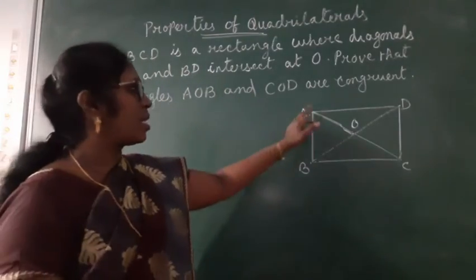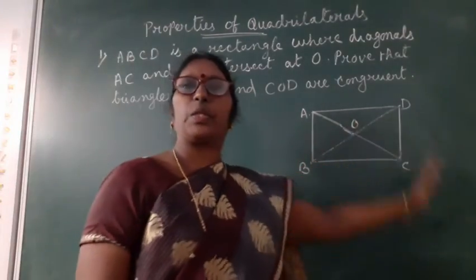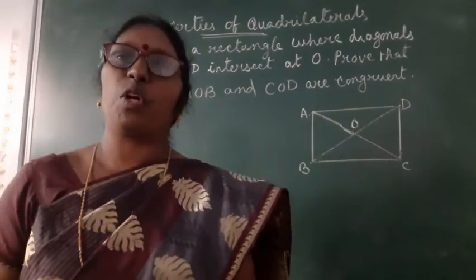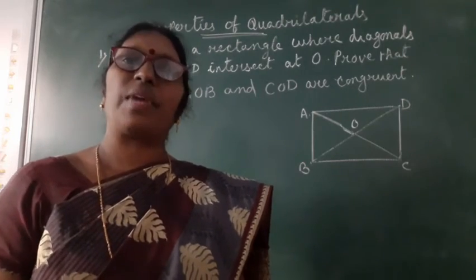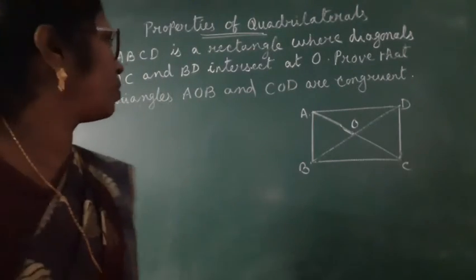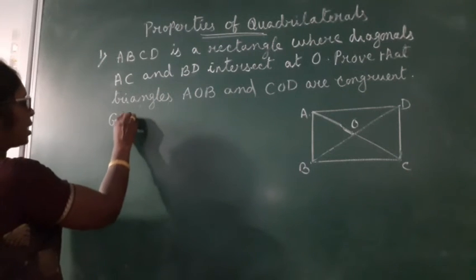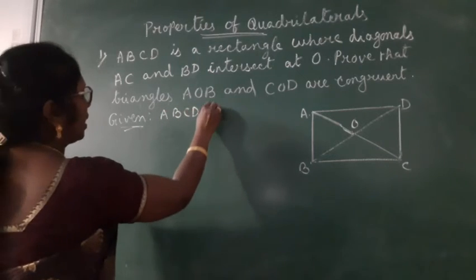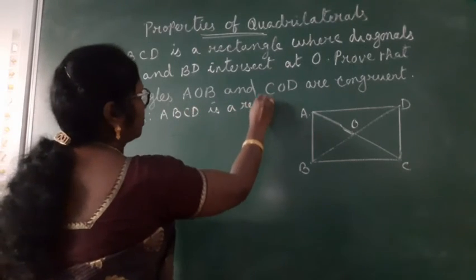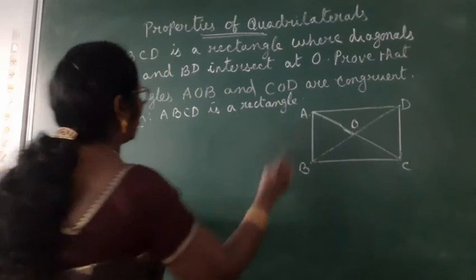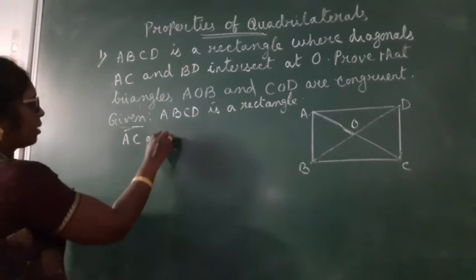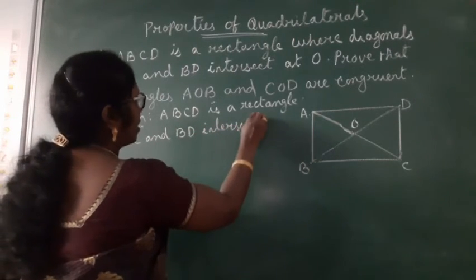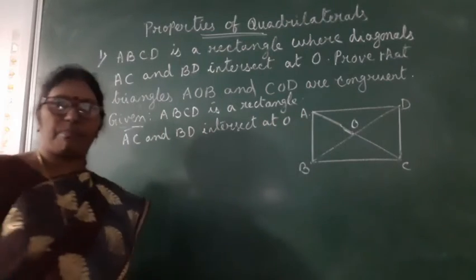We have to prove that triangle AOB is congruent to triangle COD. So any proof question, if you want to do, first write what is given, what to prove, how to prove. So the given step is what is given in the form of statements we can write. That is, ABCD is a rectangle, given, and also it is given that diagonals AC and BD intersect at O. What is given I have written in the given step.